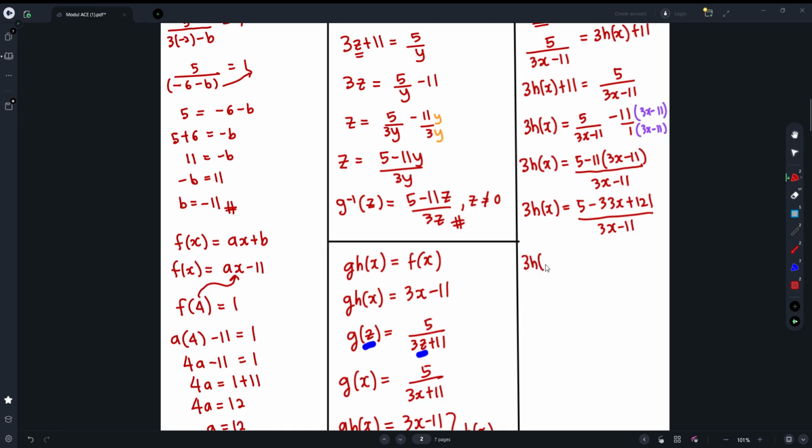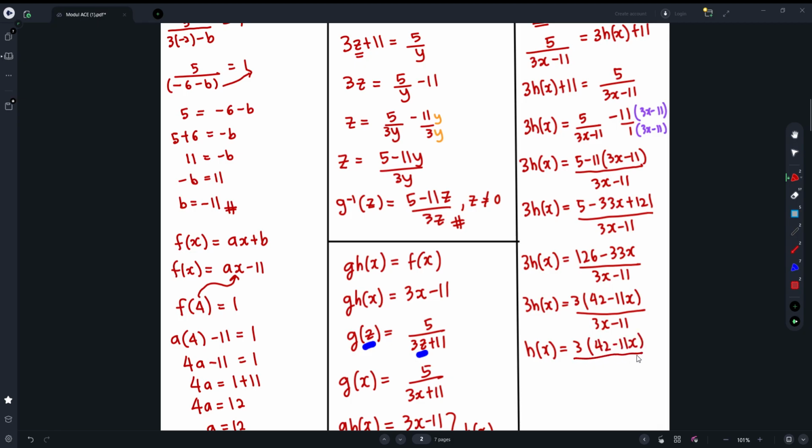And as we simplify further, 3hx equals 5 plus 121, you'll get 126 minus 33x over 3x minus 11. And 3hx is equivalent to, I think I can factorize 3 here, so I'll factorize 3. When I factorize 3 here, I'm actually getting 42 minus 11x over 3x minus 11. And finally, when I make hx the subject, I just take the 3 and bring it down.